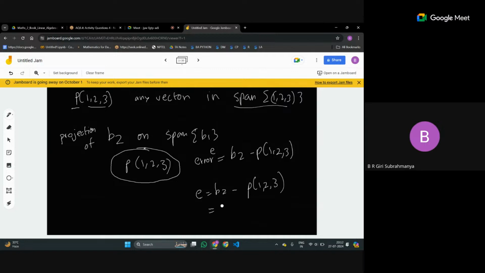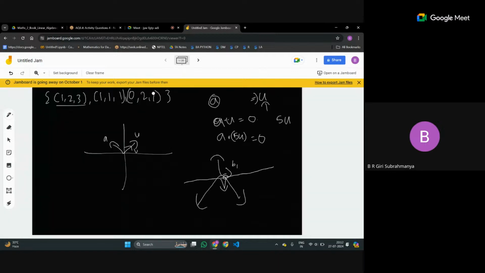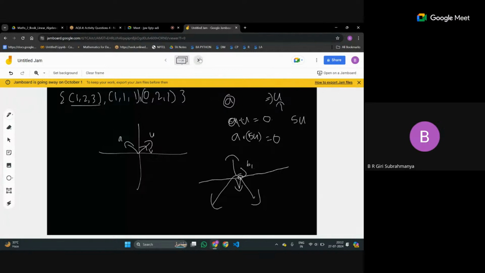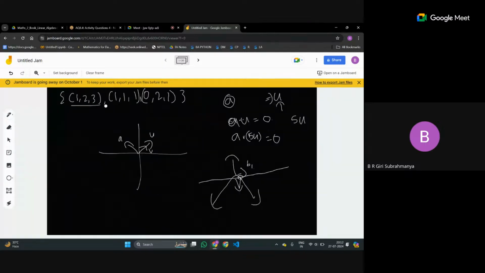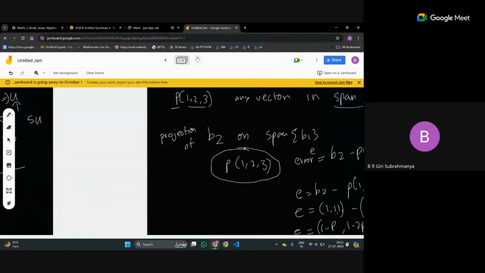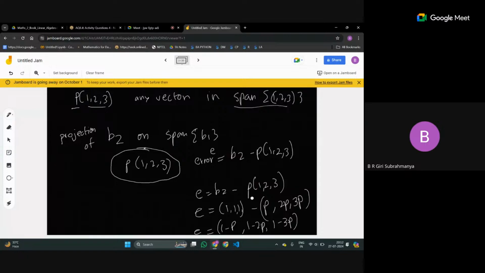Now what is E? What is B2 first? B2 is 1, 1, 1, right? So 1, 1, 1, minus P, comma 2P, comma 3P. If you calculate this, you will get 1 minus P, 1 minus 2P, 1 minus 3P, okay? So this is your error vector. We can divide this by its norm later on. First, for simplicity of calculation, we'll just go with this, okay?